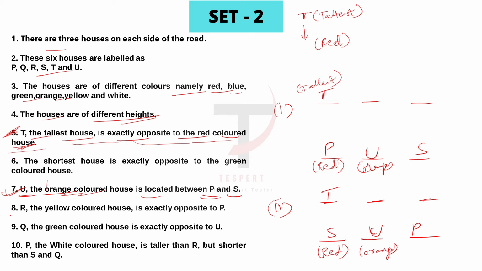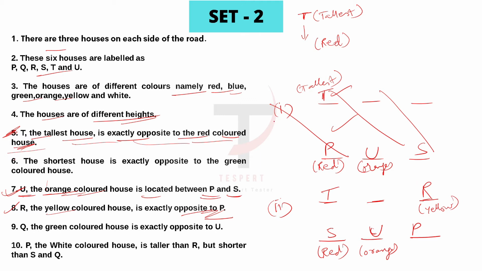See, in the 8th statement it is given that R, which is the yellow colored house, is exactly opposite to P. If R is opposite to P, then T cannot be opposite to P, right? Which means case 1 is ruled out absolutely. R is opposite to P, which means R will come here, opposite to P. And what is the color of R? R is the yellow colored house.